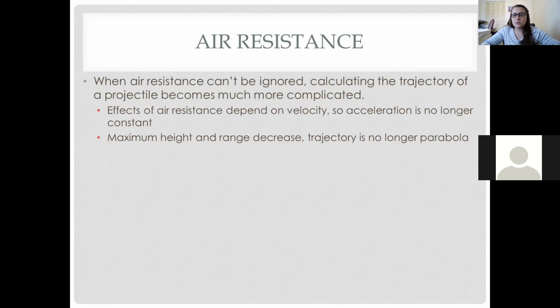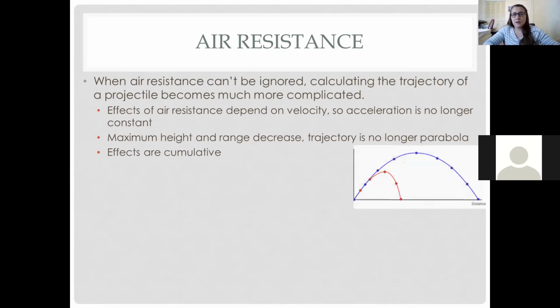So the trajectory is no longer a parabola, and the effects of this are cumulative, so they compound on each other over time. And so our blue line is our nice parabolic motion. That would be if we're ignoring air resistance, so that's what we've seen up until now. But the red line is if we are considering air resistance, and you can see there the difference in their shape. We launched it at the same time, the same force, the same angle, all that jazz.